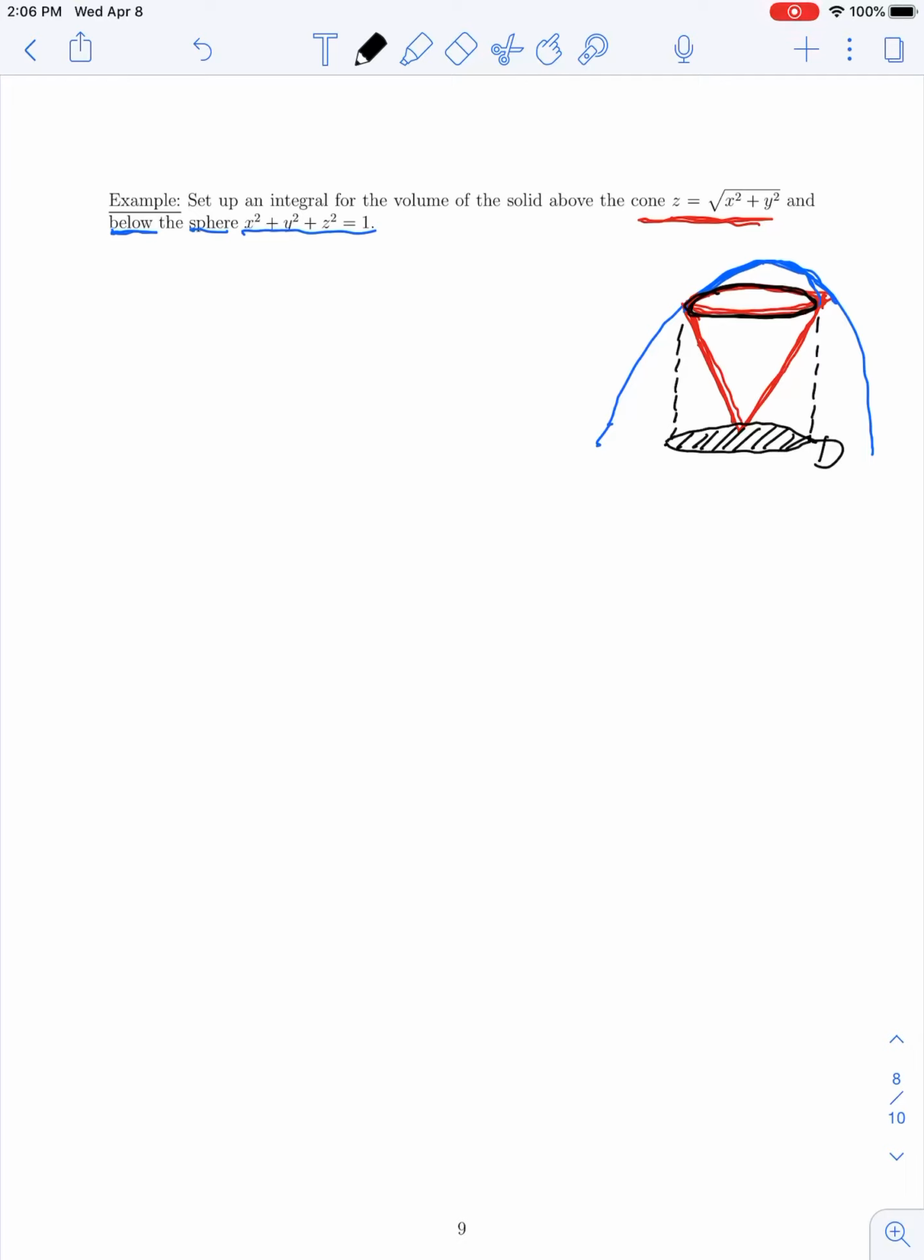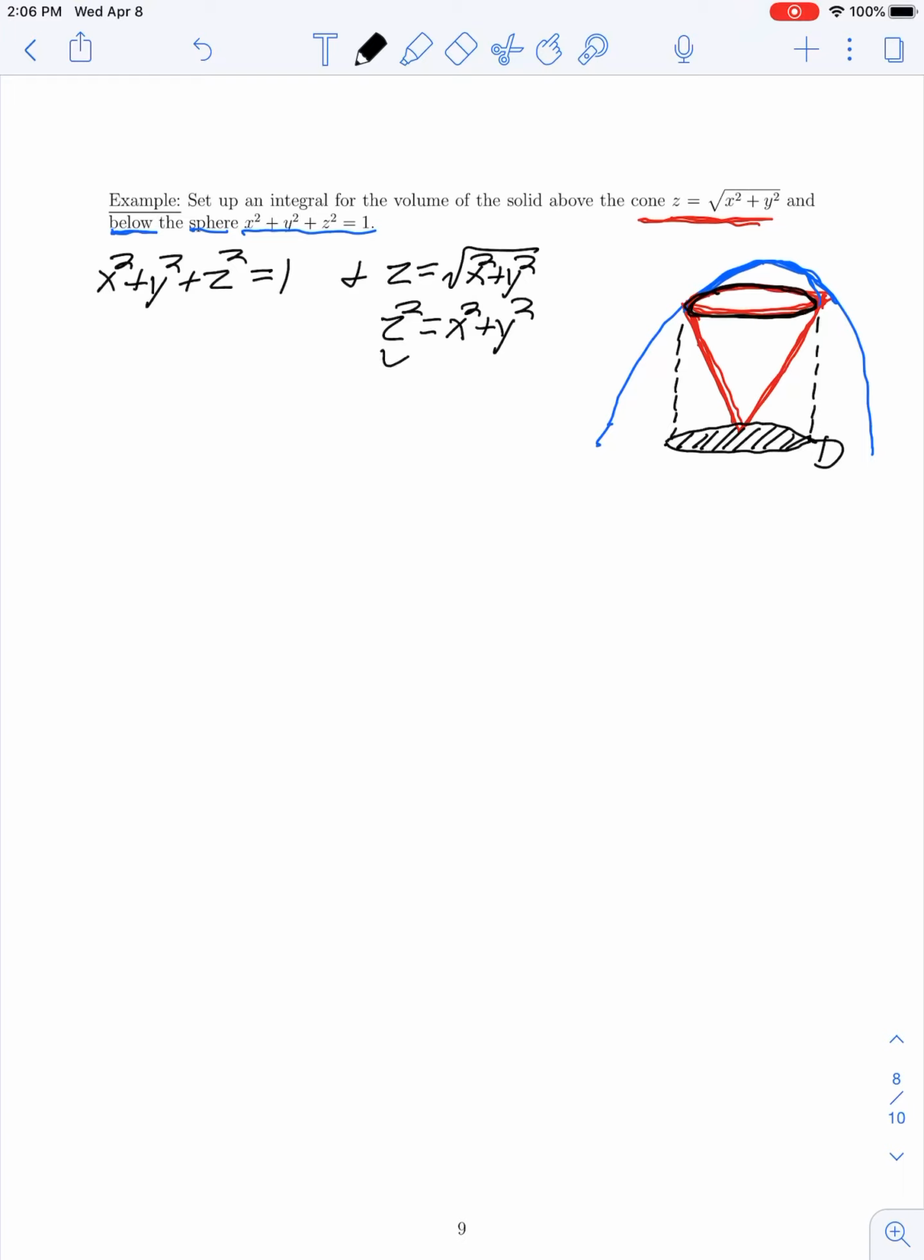So in order to find the curve of intersection for these two surfaces, let's see if we can set them equal to each other. So here we had the equation of the sphere, x squared plus y squared plus z squared is equal to 1. And the equation of our cone was z equals the square root of x squared plus y squared. Or if I square both sides, z squared is equal to x squared plus y squared.